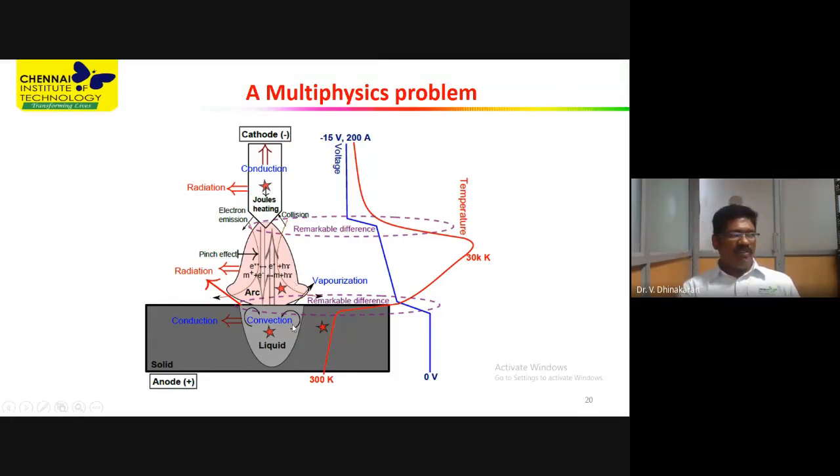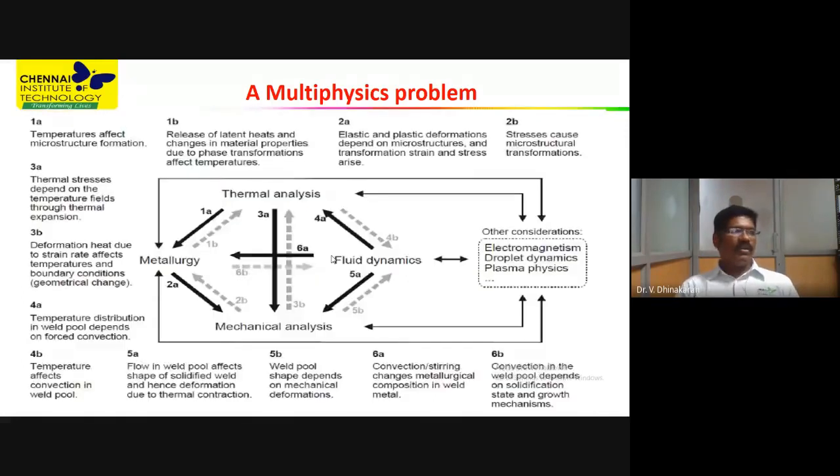So a lot of forces are coming into effect. Electromagnetic force, Lorentz force, Marangoni effect. So a lot of forces, arc pressure will be coming into effect. So a lot of physical phenomena are getting involved in the welding process, by which it is a multi-physics problem. So it involves a thermal analysis, it involves mechanical analysis, it involves metallurgy, it involves fluid dynamics problems. All the phenomena have to be considered properly to properly solve the problems.